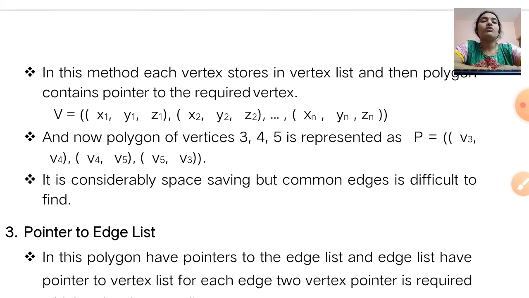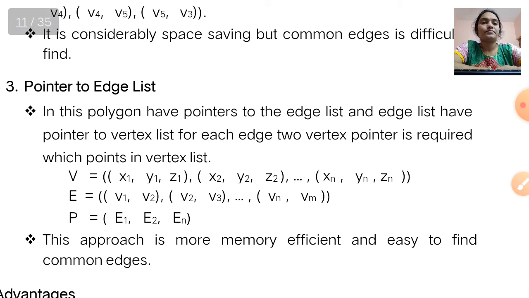Okay. Then the third one is pointers to edge list. In this, the polygon has pointers to the edge list. Pointer means what? One location points to another location, that means the address location. Pointer, you remember? In C programming, all of you know the properties of pointers. In this, polygons have pointers to the edge list, and the edge list has pointers to the vertex list.